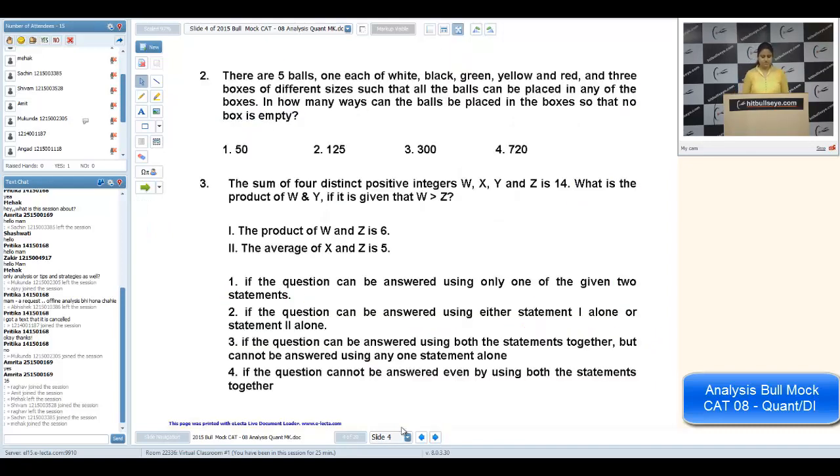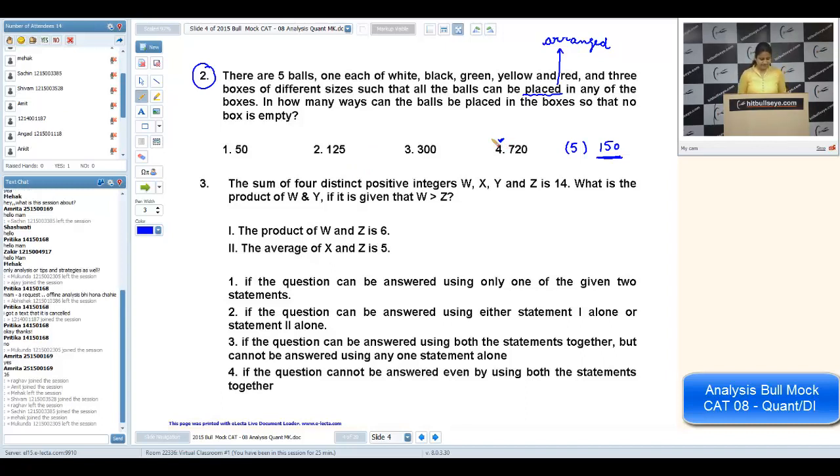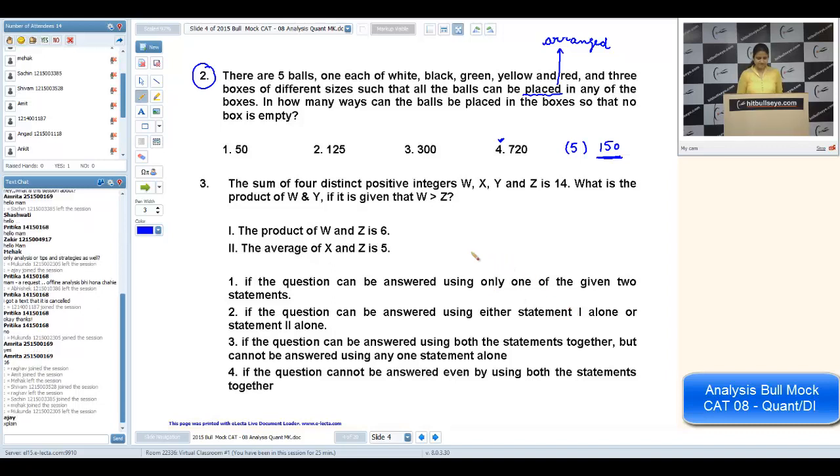Yeah, question number 2 and 3. For question number 2, what is the answer? That is 150. It should be the answer in this case. Actually, it was wrong here. But if I replace this word placed by arranged, in that case, the answer will be 720. Yeah, any problem in this? Question number 2. Are you getting me, guys?